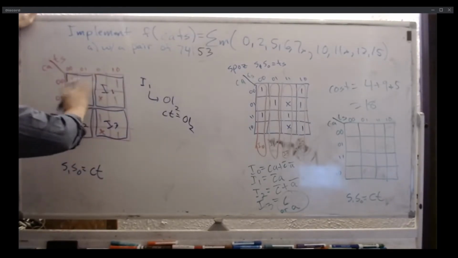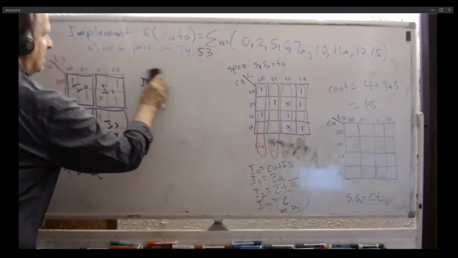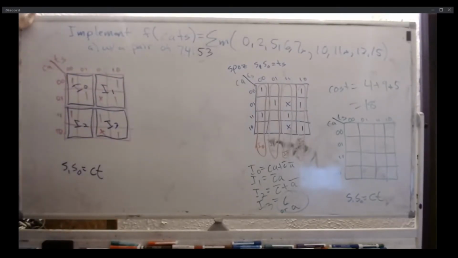So, we have our own little fiefdoms here. We have our own little plots of land here, okay? Each one has 4 minterms in it. Of course, some of them are on, some are off. So now it's time to figure out what I0 is, and I1 is, and so on.